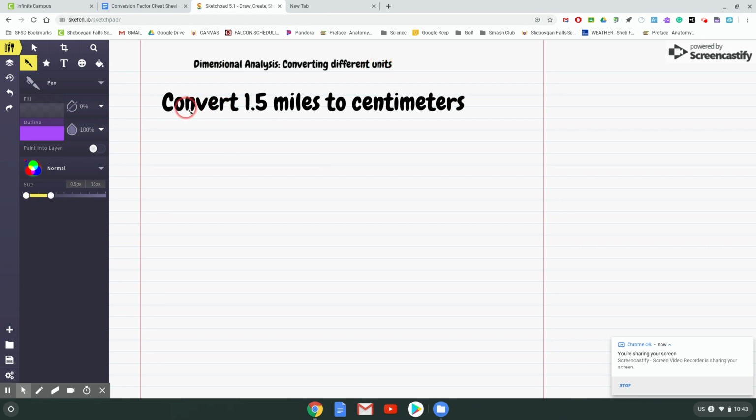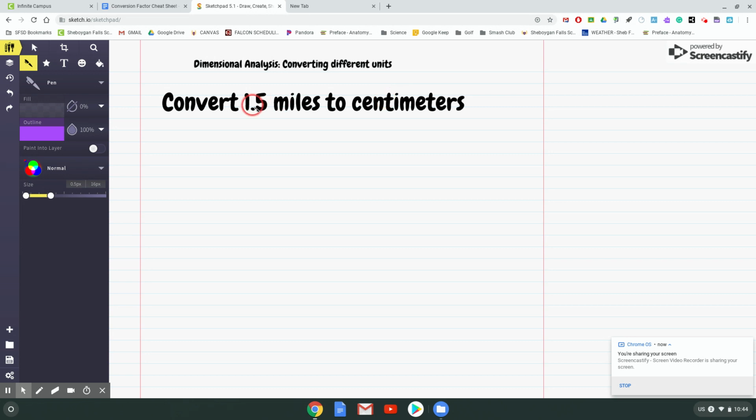As you can see here, I have a problem. It says convert 1.5 miles to centimeters. Now, a couple of things I want you to think about before you get started. I want you to realize that miles are a big number. Centimeters are a much smaller distance. So you need to think in your head, when I finish this problem, is it going to be a big number or a little number?